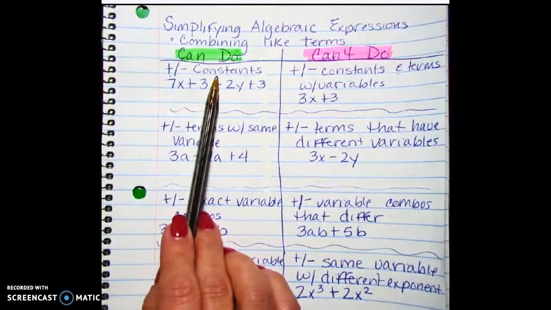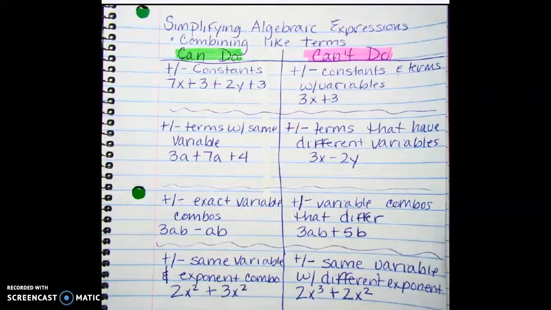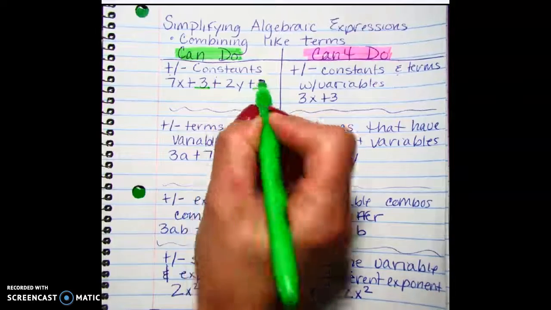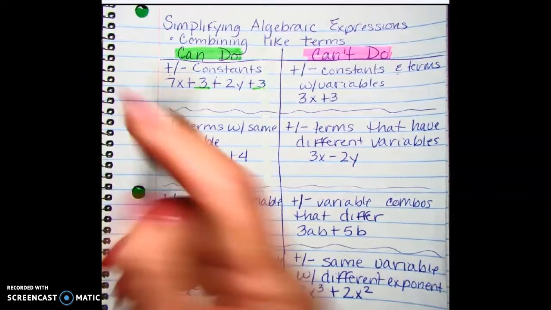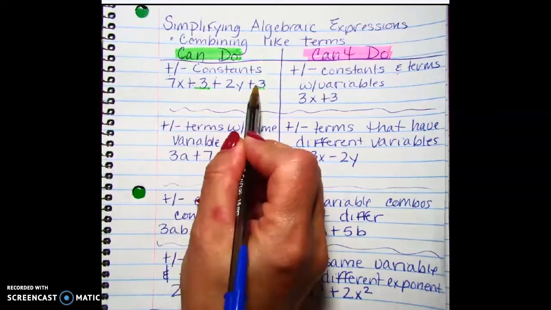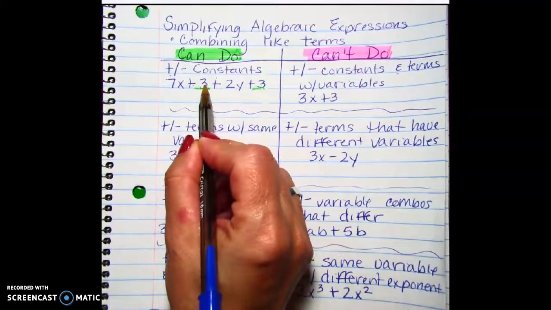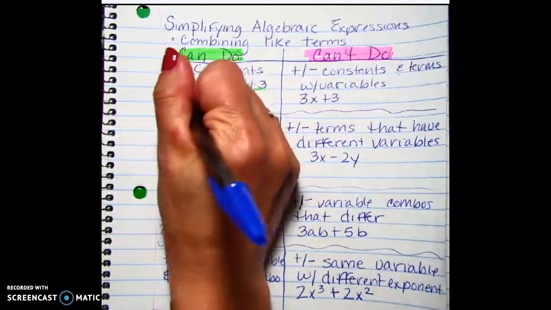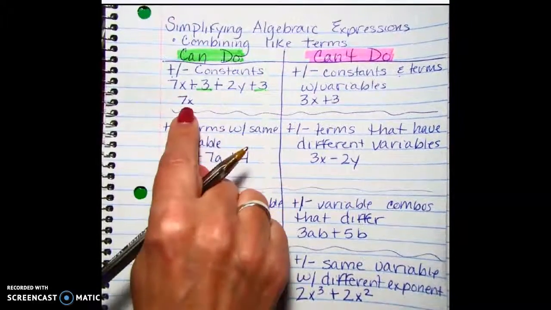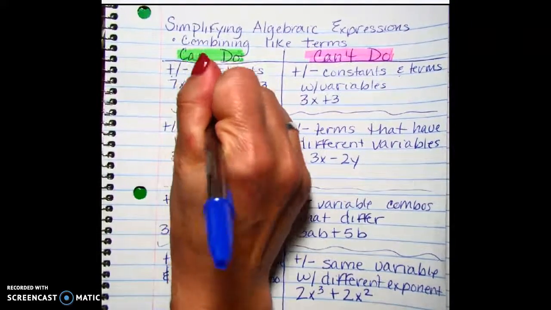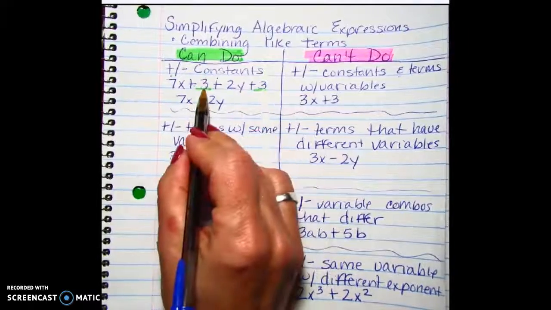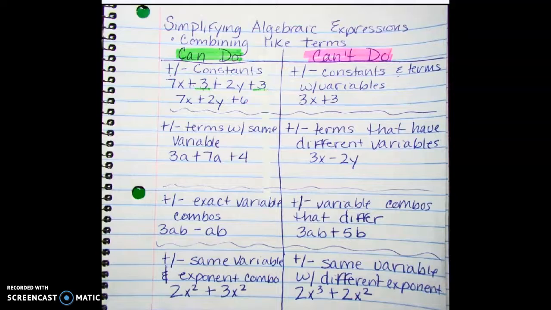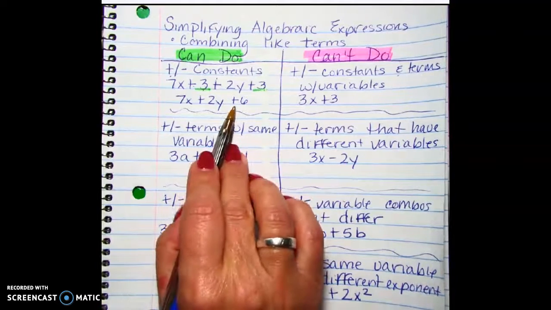Do you remember what a constant is? It's a number that sits all by itself. So let's underline those. There and there. I can combine those. How do I combine them? I look at the operation in front. So I take 3, it's a positive, plus 3. So I will end up adding those two together. Don't forget to rewrite your terms with variables. So I end up with 3 plus 3, which equals 6, and it's plus 6. So that I can do.